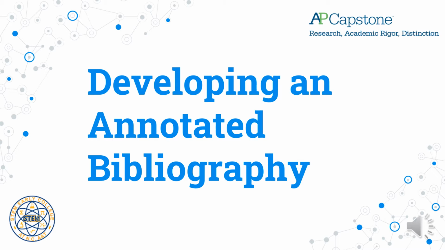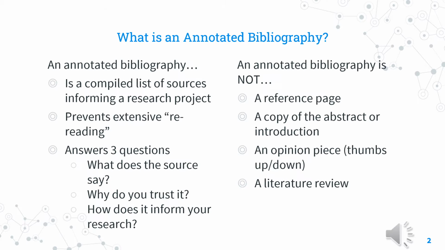This video is designed to help you understand how to develop an annotated bibliography for the AP Capstone program. What is an annotated bibliography? An annotated bibliography is a compiled list of sources informing a research project. It is designed to prevent extensive rereading and includes an annotation for each source that answers 3 questions.